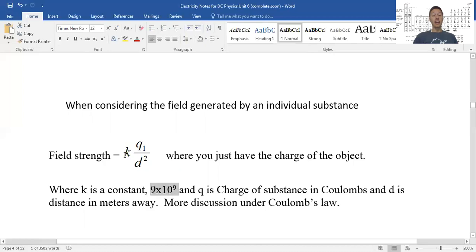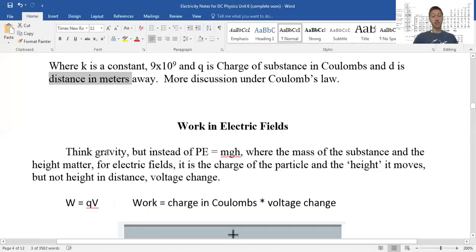Anyway, so K constant times the charge of the substance in coulombs, and how far away is it? This will tell you what the field strength is for an individual atom.